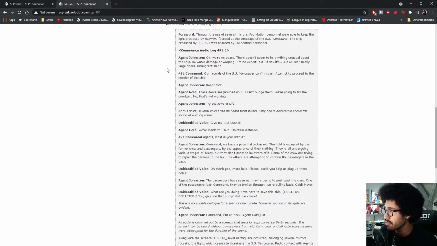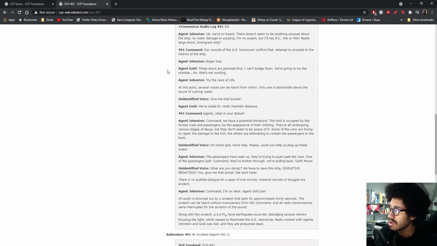At this point, several voices can be heard from within. Only one is discernible above the sound of rushing water. Give me that bucket! We're inside. Hold! Maintain distance. Agents, what is your status? Command, we have a potential biohazard. The hold is occupied by the former crew and passengers. By the appearance of the clothing, they're all undergoing various stages of decay, but they don't seem to be aware of it. Some of the crew are trying to repair the damage to the hold. The others are attempting to contain the passengers in the back.